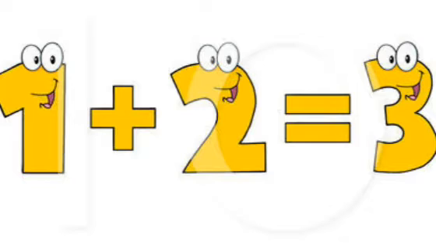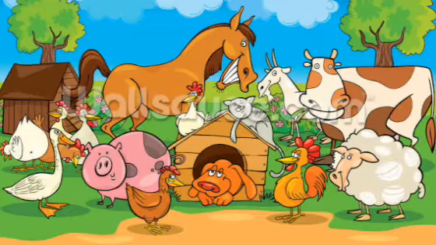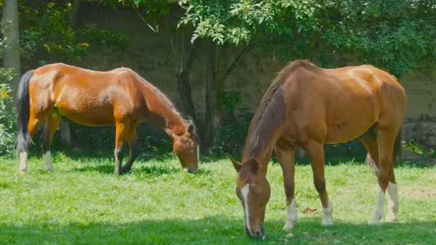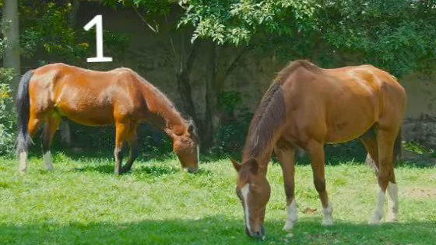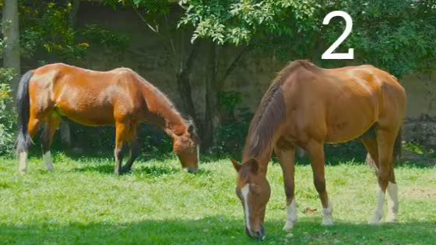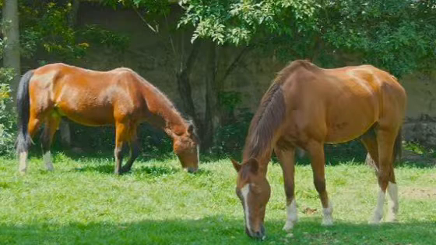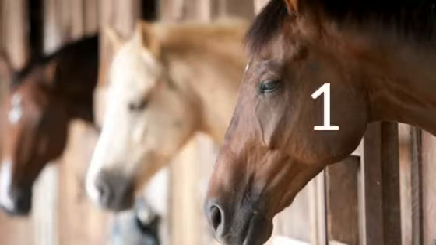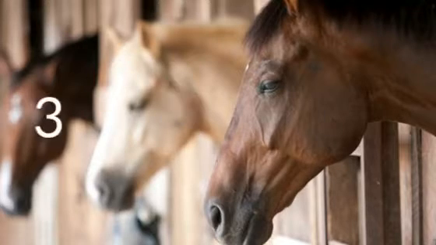Now, let's see some more animals on the farm. Look at these lovely horses. Children, let's count these horses. 1, 2. There are 2 horses grazing here. And here, there are some more horses in the stable. Come, let's count them too. 1, 2, 3. So, there are 3 horses in the stable.